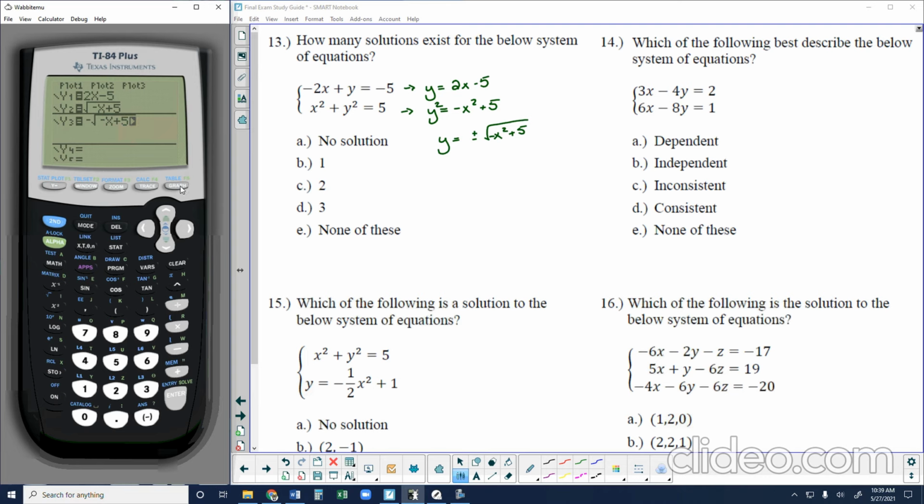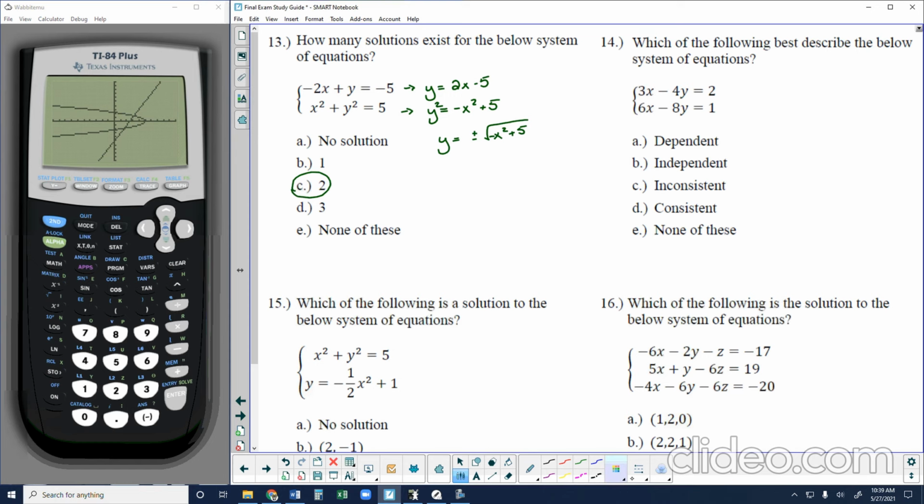As I do so, I can take a look at the graph, and here's my line. The other equation is a horizontal parabola, and we can notice here that it has 2 intersections, so my answer to this question would be there are 2 solutions. We could also tell that both of those solutions would be real solutions, real numbers. If we wanted to find the solutions, we could find the intersections on the calculator.